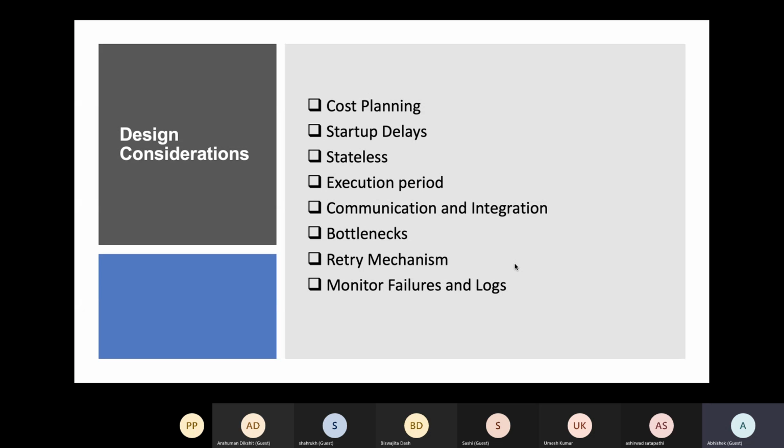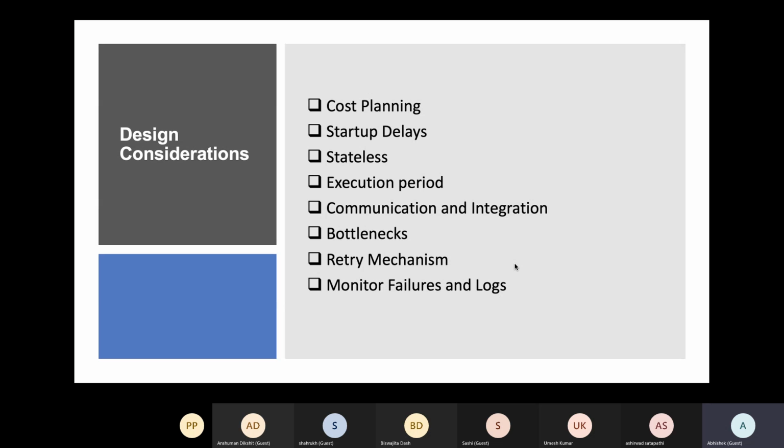When I say retry mechanism, it's very important that you define some kind of retry patterns. For example, in your application code, you can keep monitoring whether your operation was successful. If not, then do a retry. You can define that it can retry 3 times. So this thing you need to take care of.